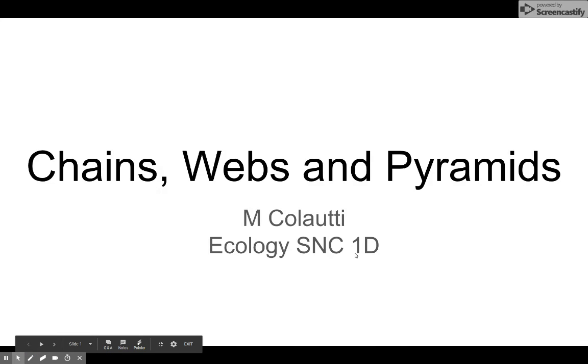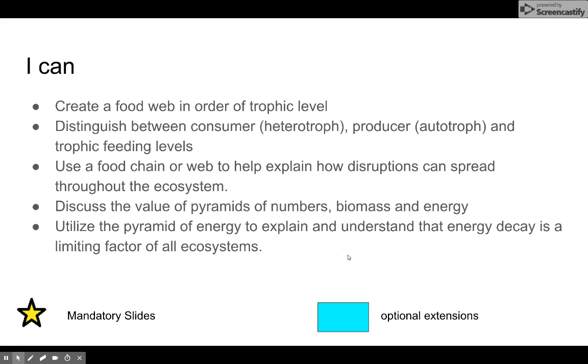Chains, webs, and pyramids. Lesson 2 for ecology. You're going to need to know how to make a food web and order a feeding level. Tell me the difference between consumers and producers. And importantly, use a food chain or web to explain how disruptions can spread. And then look at the value of the pyramids of numbers, biomass, and energy.